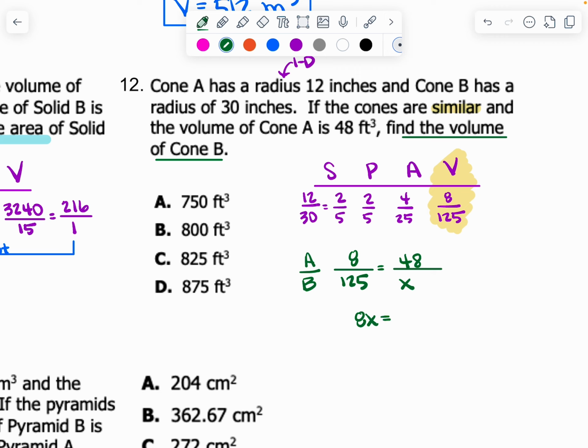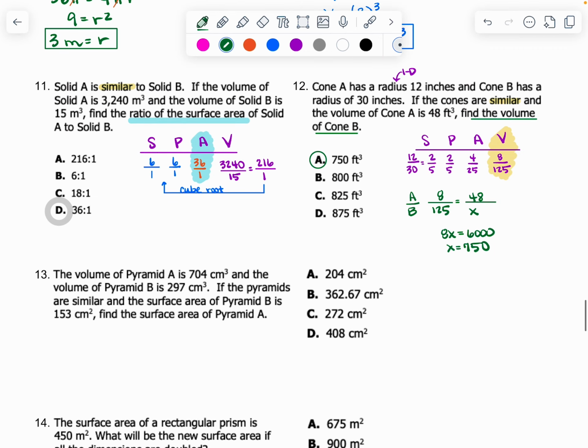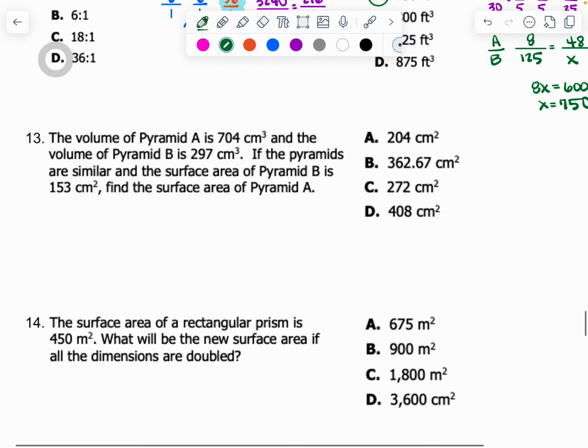Right, so just a quick little proportion. We're going to cross multiply. Let's see, 125 times 48. So that gives me 6,000, right? And then we divide that by 8, and we get 750. So voila, our answer is A. Okay, moving on. Almost done. Here we go, number 13.